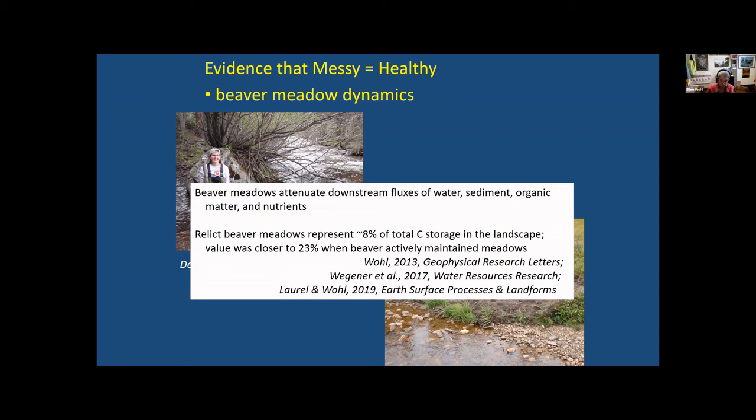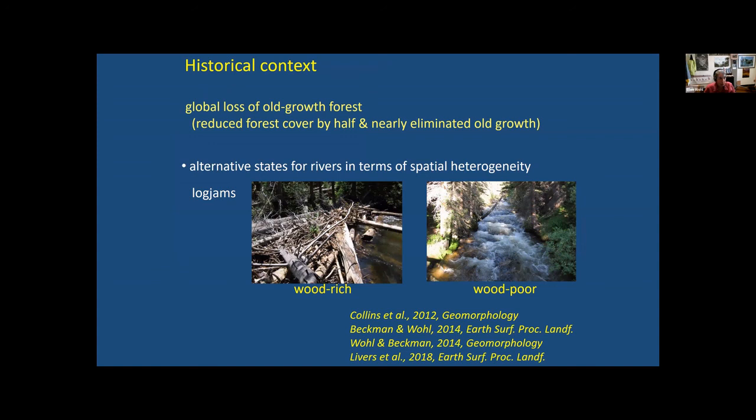Okay, so I've been focusing on streams in the mountains of Colorado, but they're not unique relative to the rest of the world. Globally, we've reduced forest cover by about half from its Holocene extent, and old growth is almost gone. Looking at what this means in terms of what ecologists refer to as alternative states, the idea of an alternative state is that you can have an ecosystem or a portion of a landscape that can have two or more stable, persistent configurations. Those are alternatives to each other.